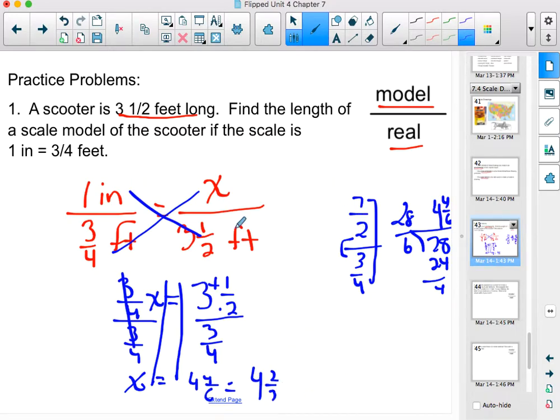Now you need to know which units go with that answer. Is it inches? Is it feet? A couple ways we can figure that out. First of all, we know we're solving for the model length. So the model is going to be in inches.